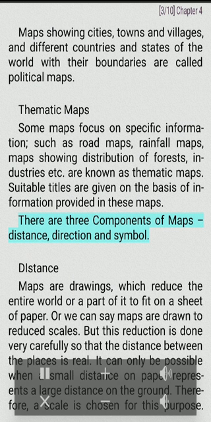There are three components of maps: distance, direction, and symbol. Distance. Maps are drawings which reduce the entire world or a part of it to fit on a sheet of paper. Or we can say maps are drawn to reduced scales. But this reduction is done very carefully so that the distance between the places is real. It can only be possible when a small distance on paper represents a large distance on the ground. Therefore, a scale is chosen for this purpose.